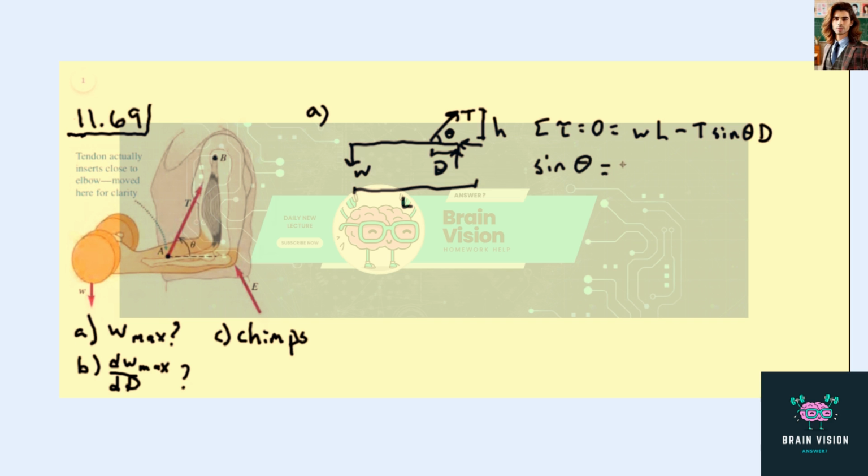However, just using some basic trigonometry, we can see that the sine of theta is going to be h over the square root of h squared plus d squared. It's the opposite over the hypotenuse.